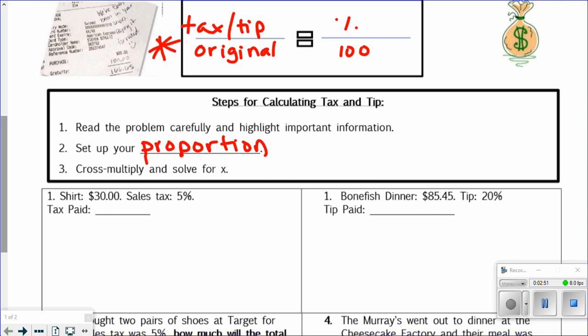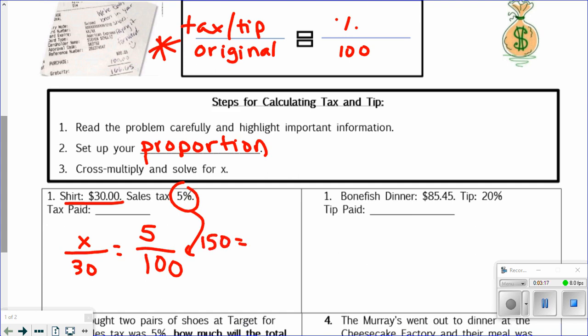So number 1 says there was a shirt that was $30. Sales tax was 5%. So what's the tax that we're paying? Well, it's 5% over 100 always. Percentages always go over 100. And the original cost is $30. We're trying to figure out of the 30 what would be the tax. So we cross multiply 30 times 5, which is 150, equals 100x. We divide both sides by 100 and see what that gets you. So it should give me $1.50.